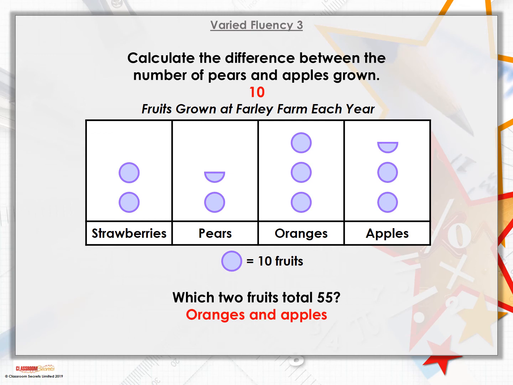Then which two fruits total 55? It was just a case of you having a little play and explore until you got the answer. So oranges, you've got 10, 20, 30. Apples, you've got 10, 20, 25. So therefore 30 plus 25 equals 55. So it was oranges and apples. So it's just thinking about reading the information in the charts and the bars throughout this lesson to help you solve the questions.